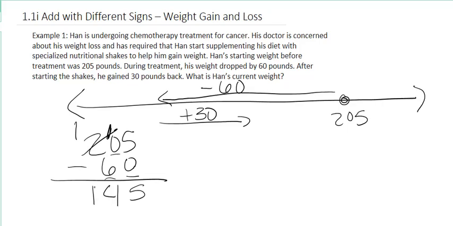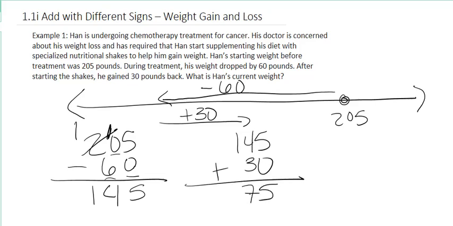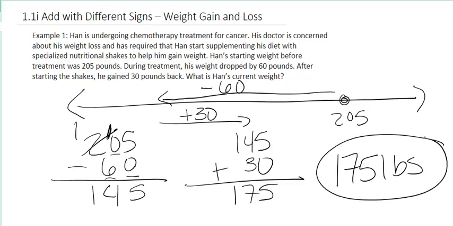1 is then just brought down. So now we have 145. So 145 plus 30 is now 5 plus 0 is 5, 4 plus 3 is 7, and 1 brought down. So we have 175 pounds as Han's current weight. Now let's move on to another example where if we have smaller numbers, we can do this maybe in a different fashion.